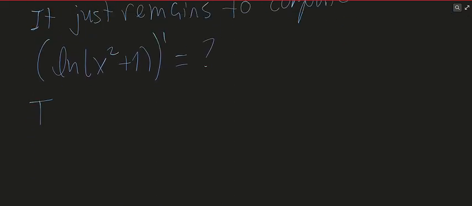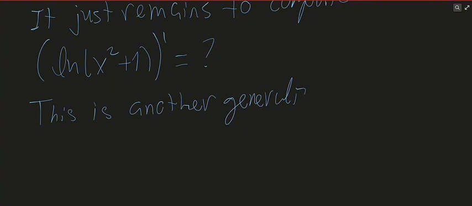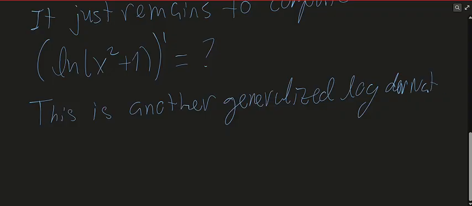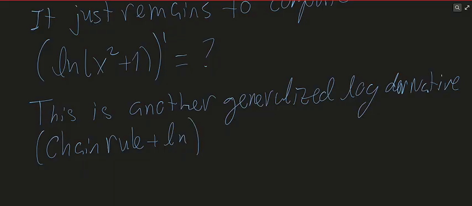Again, this is another generalized log derivative. Remember, ln is just a natural log. It's still a log. You can refer to it as a log. So in parentheses, chain rule plus log, plus ln, or log, or whatever you want to call it. As long as you're not ambiguous, it's perfectly fine. So chain rule plus ln, or log, is pretty unambiguous in this case.